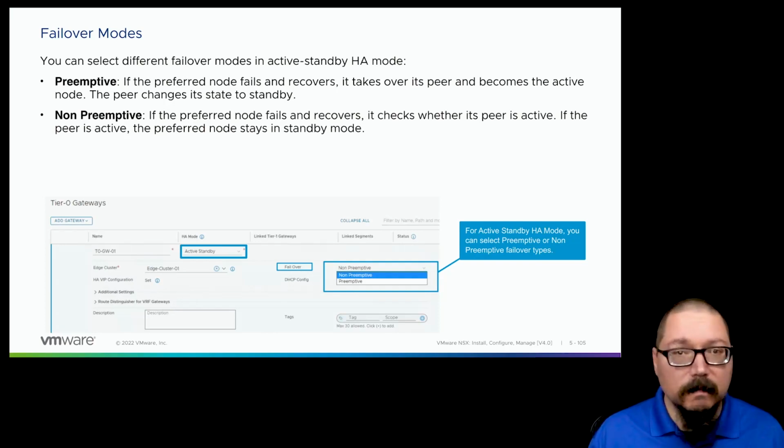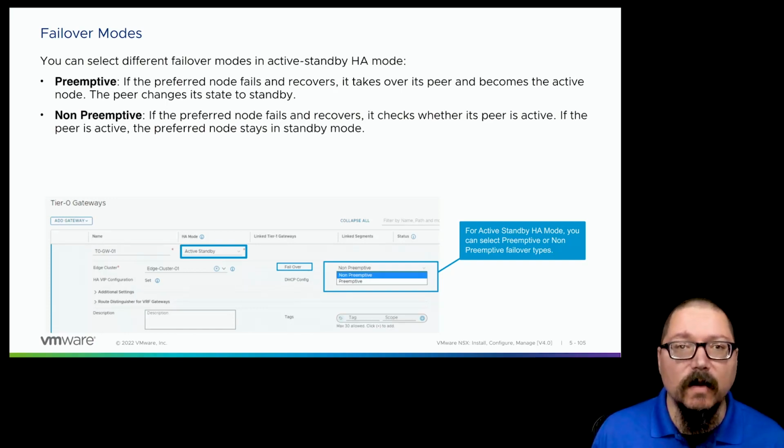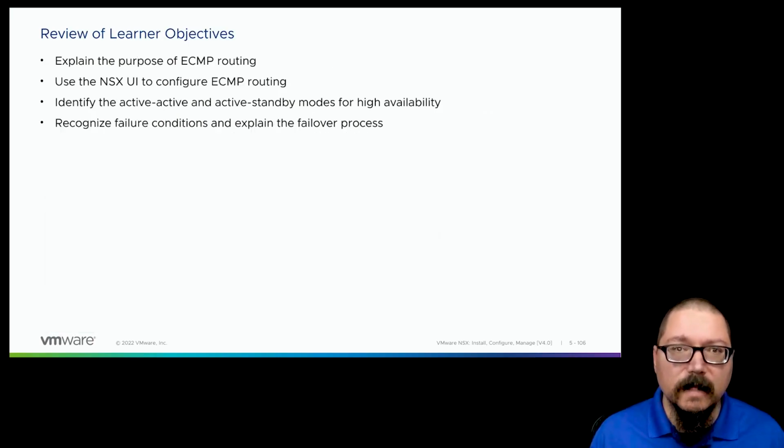So I've got my choice here. Do I want to automatically fail back to where the service was, or do I want to fail over once and just leave the service where it falls? You can make that choice based on your comfort level and your tolerance for that brief network interruption of the fail back. So that is a quick review of our failover modes and how HA works in NSX4.